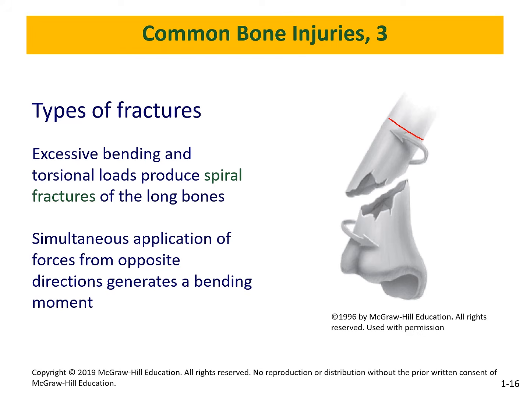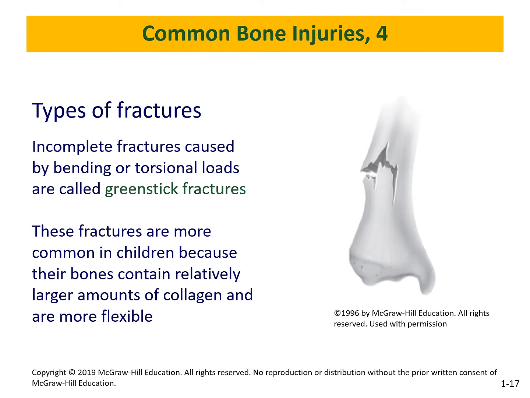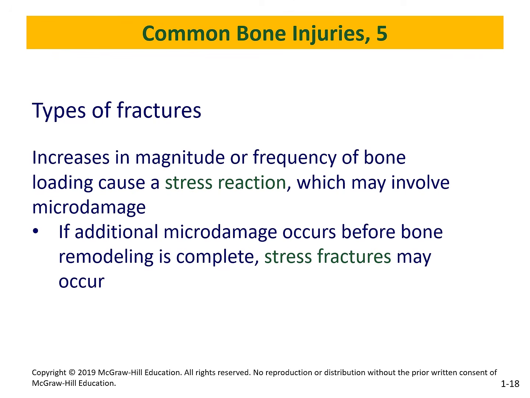Now, simultaneous application of forces from opposite directions generates a bending moment, and the bending moment is the one that's going to cause the fracture for us. Now, an incomplete fracture, caused by bending or torsional loads, is called a greenstick fracture, and it's like a green stick of a plant, and that's how it breaks. More common in children because their bone contains a relatively larger amount of collagen and is more flexible. As we go older, we have more calcium and potassium in our bone compared to kids. And don't forget the water content. That's another important aspect. Increased magnitude or frequency of bone loading causes stress reaction.